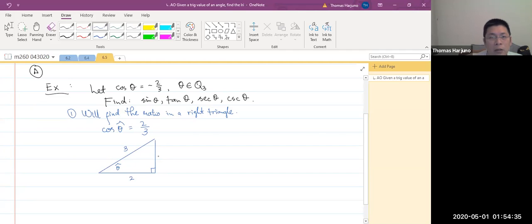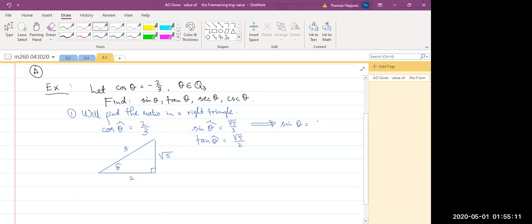By the Pythagorean theorem, I will get this is square root of 5. So from there, I see sine theta hat is radical 5/3. Cosine theta hat is already known. Tangent theta hat is radical 5/2. And of course, from there, I get what is sine theta.